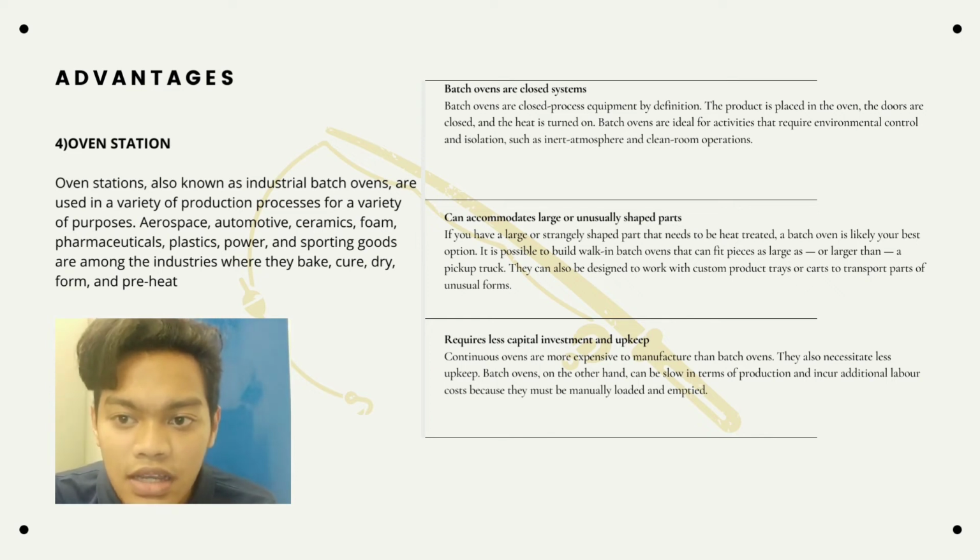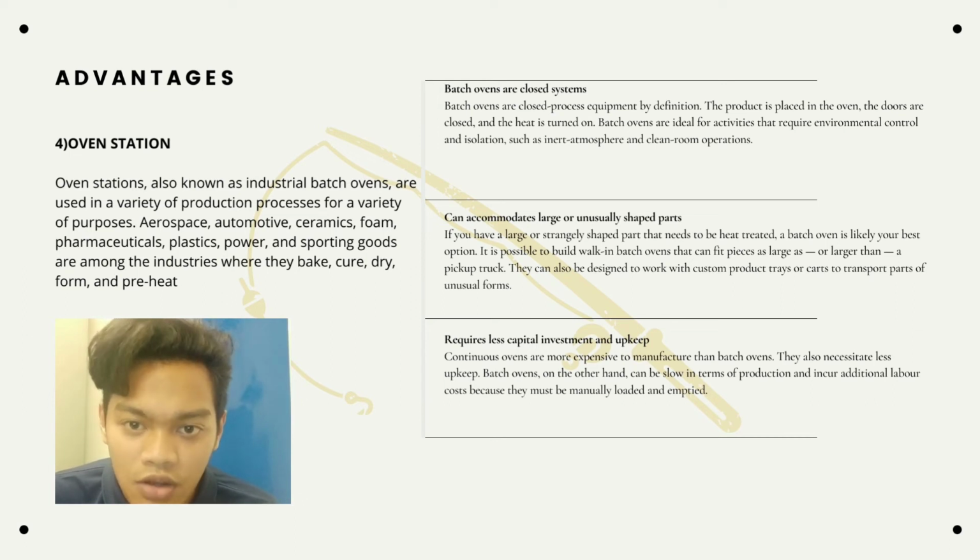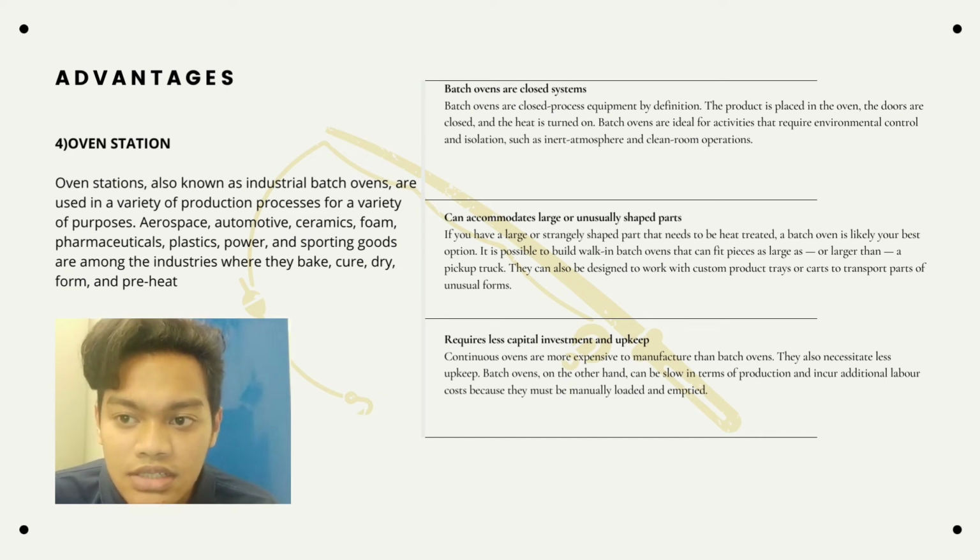First, batch ovens are closed systems. Batch ovens are closed process equipment by definition. The product is placed in the oven, the door is closed and the heat is turned on. Second, they can accommodate large or unusually shaped parts. If you have a large or strangely shaped part that needs to be heat treated, a batch oven is likely your best option.